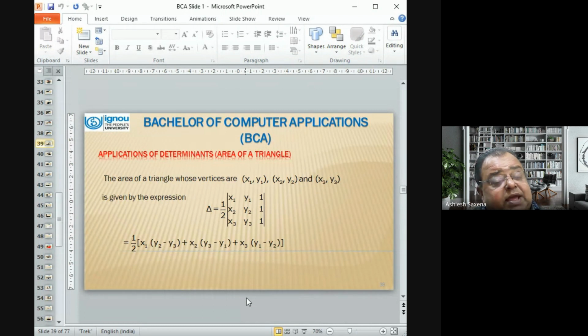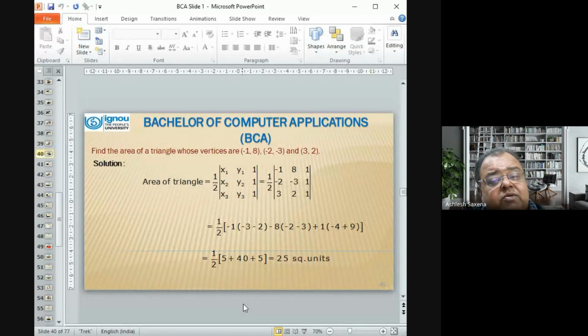That means the area of a triangle will be equal to 0, because in that case no triangle will be formed. Since all the 3 points are on a line, the triangle cannot be formed. In that case, this area will be equal to 0. You have to leave the 1 by 2 component, and the area will become 0. We'll see how it comes.